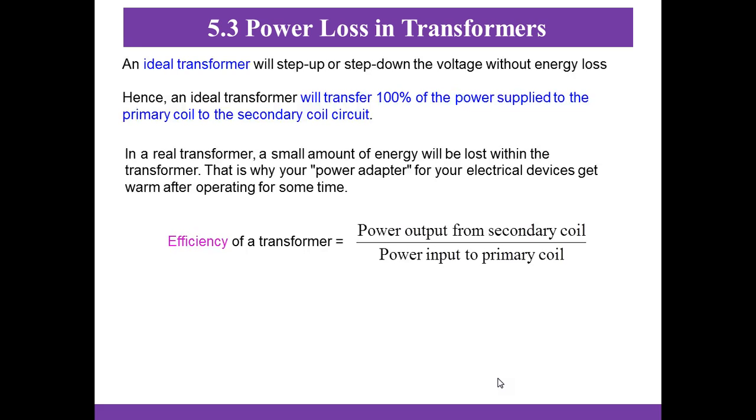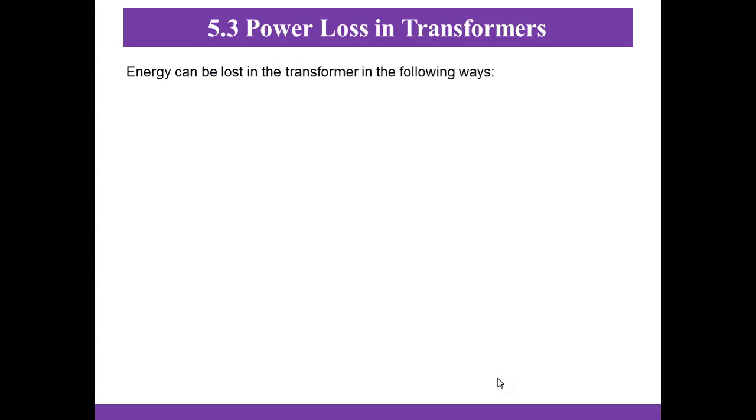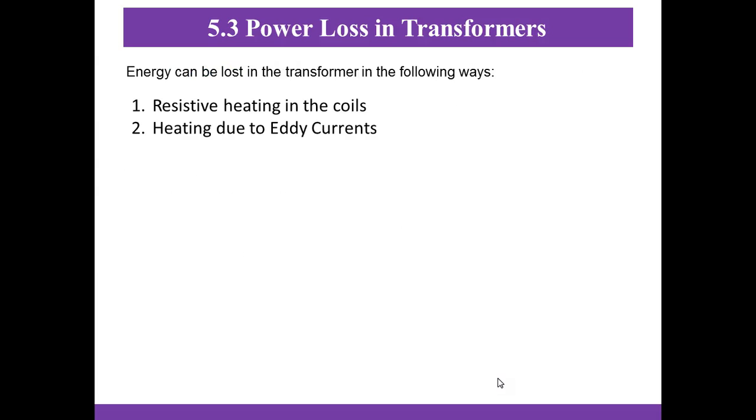But before that, we need to talk about the efficiency of a transformer. We want, of course, the efficiency of a transformer to be as high as possible, the maximum value being 100%. The efficiency of a transformer is given by the power output in the secondary coil over the power input in the primary coil. Energy can be lost in the following ways: resistive heating in the coils, eddy currents, hysteresis, and leakage of magnetic flux.